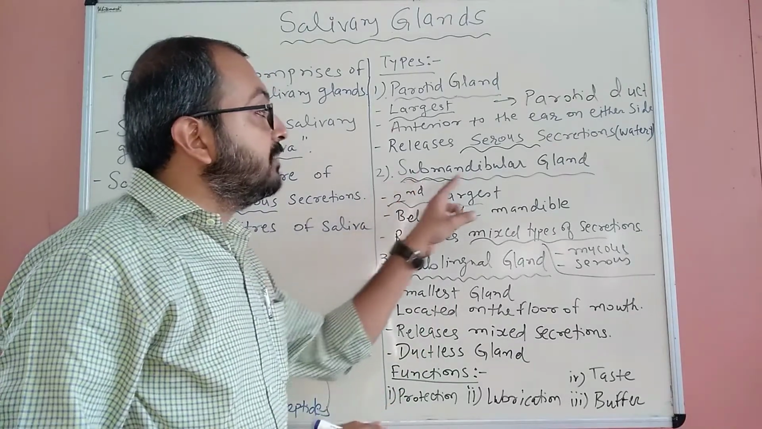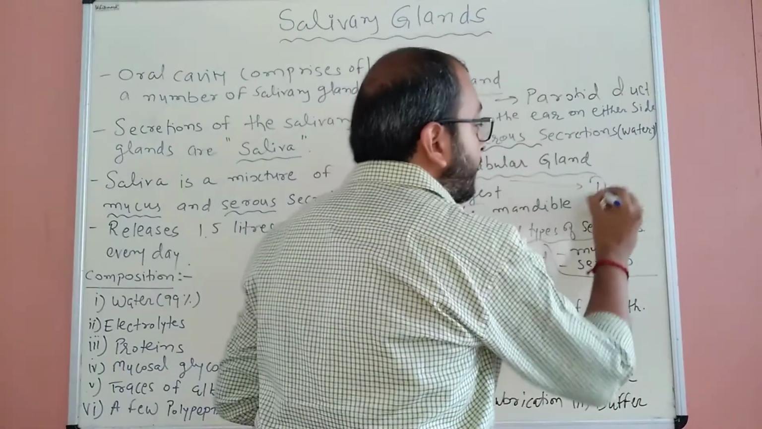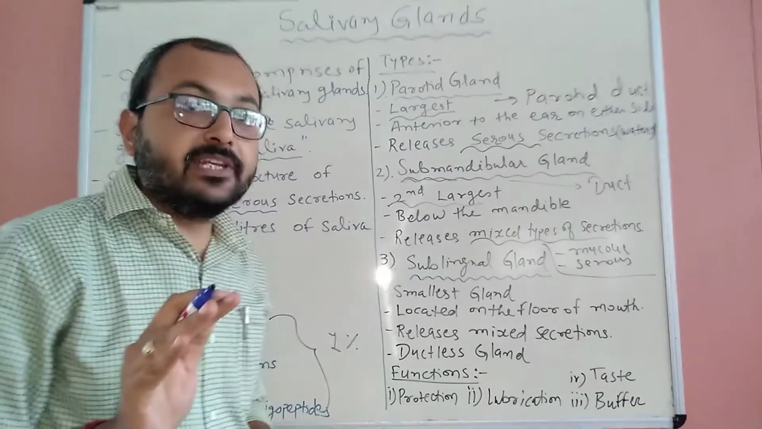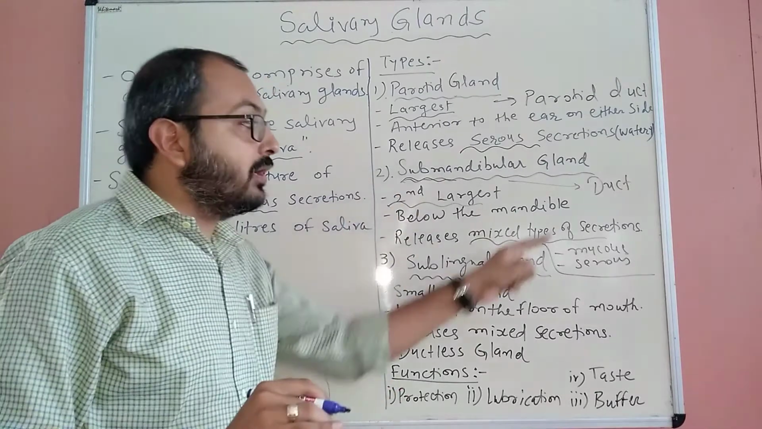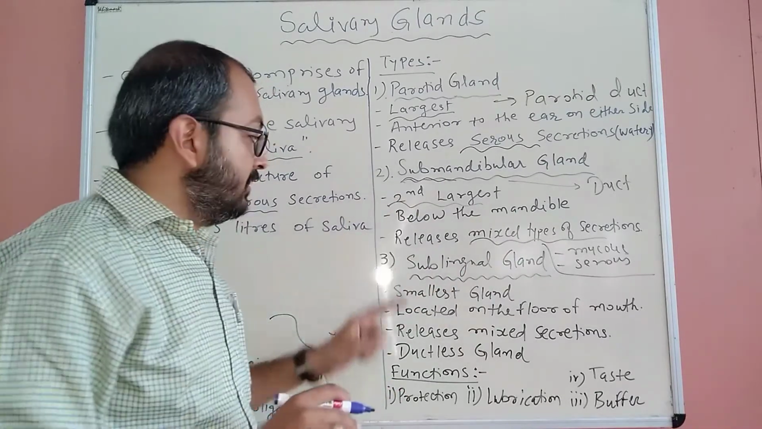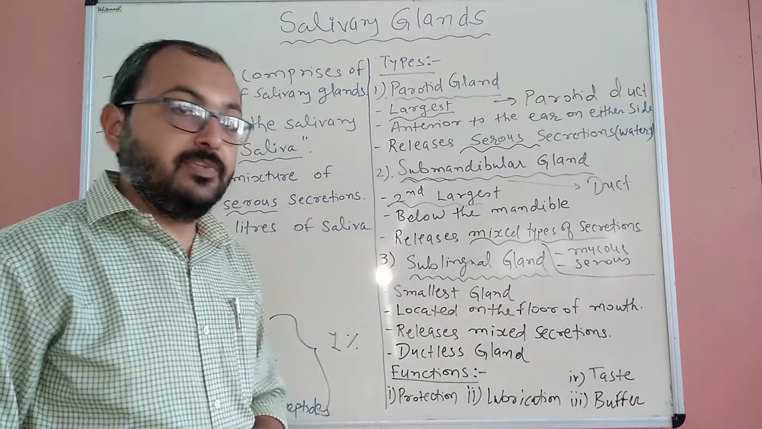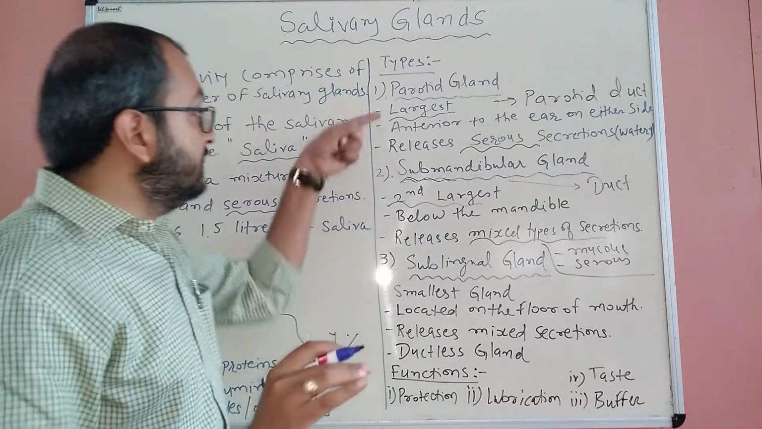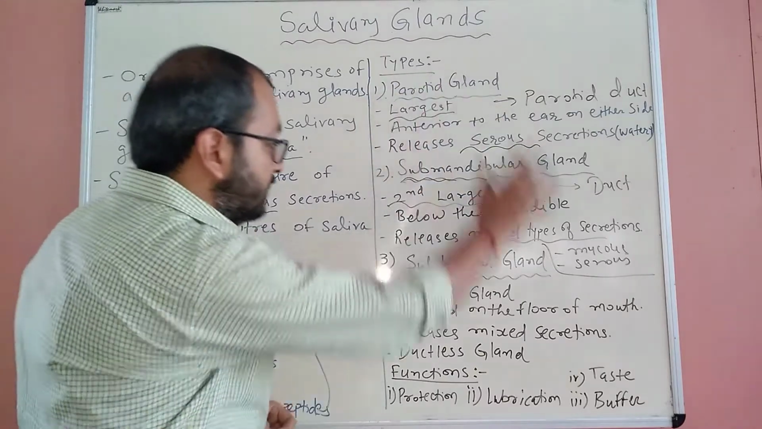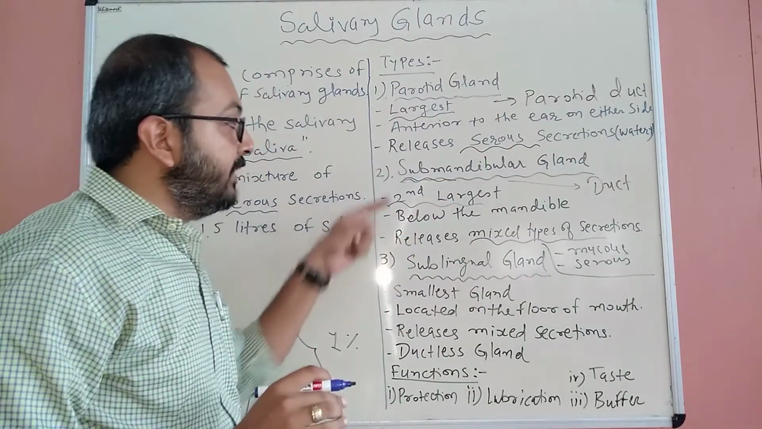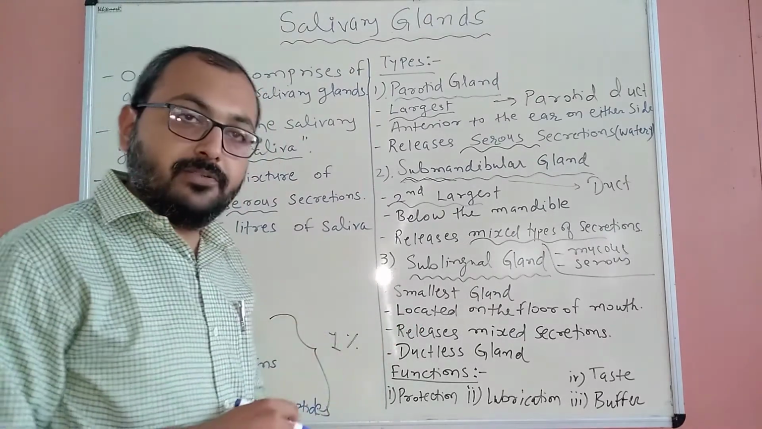Whereas in the case of the submandibular gland, there will be the presence of the submandibular duct, which carries the mixed type of secretions into the oral cavity. Third, that is the sublingual gland. This is the smallest gland of these three, right? Parotid gland, submandibular gland and sublingual. See, this is the comparison between these three. This is the smallest one.